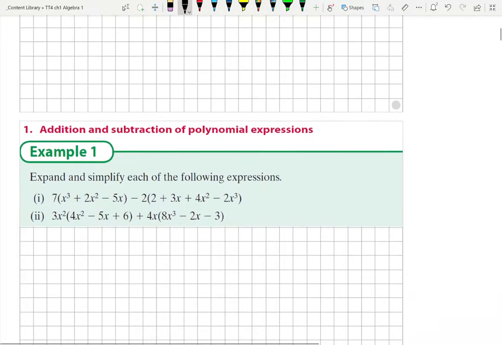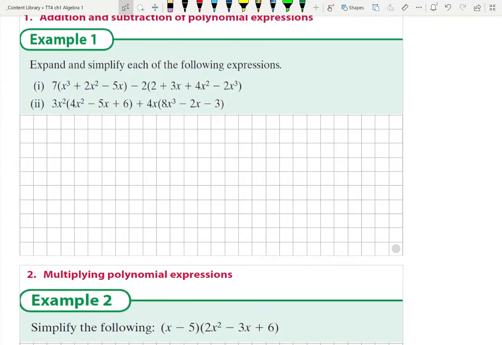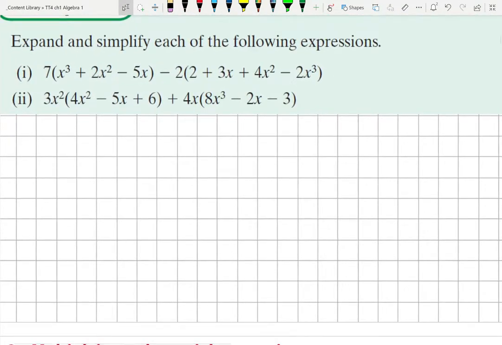Okay, let's just jump into a few examples. So to expand this, we'll just do this in a tedious way, and then I'll show you some other strategies. So we're going to use distribution.